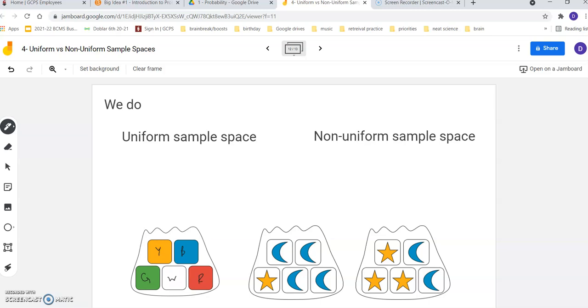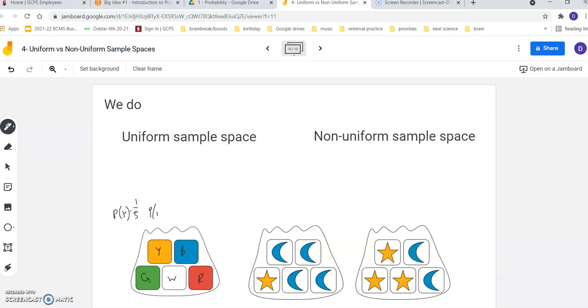So I want to decide if each of these, if we're going to reach into this bag and pull a card out at random, do I have a uniform sample space or a non-uniform sample space? So let's look at the first one. So in the first one, there are five different cards and there are five different colors. So if I were to reach in that bag at random and pull one out, my probability of a yellow would be one favorable outcome out of five total outcomes.